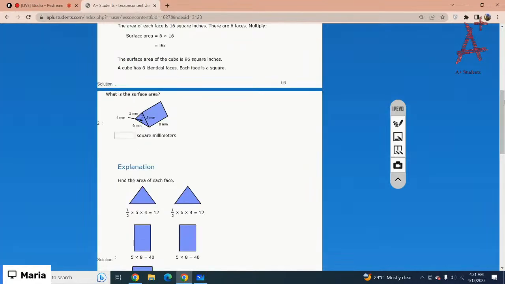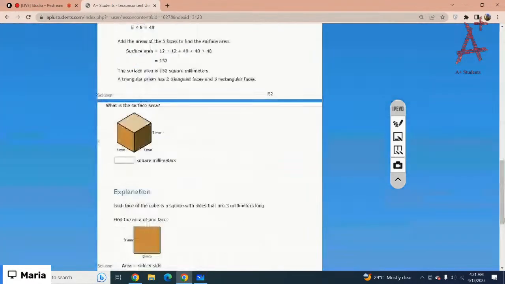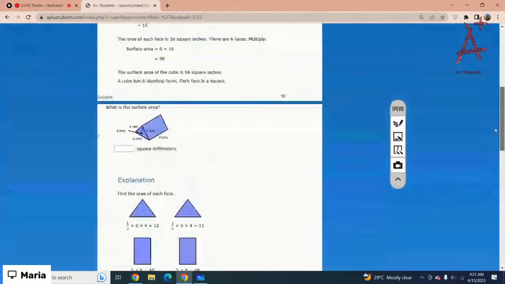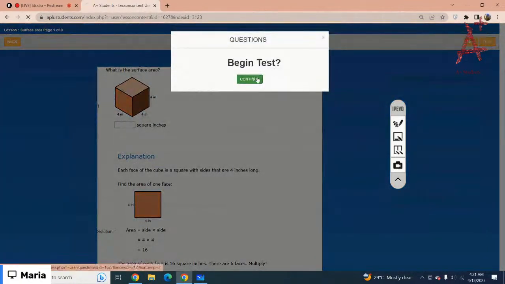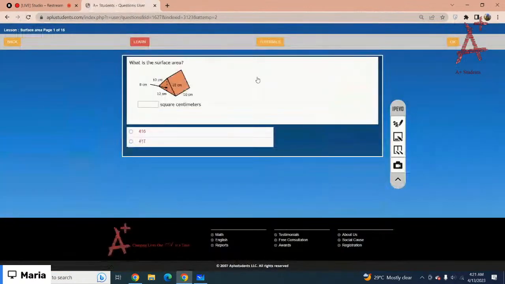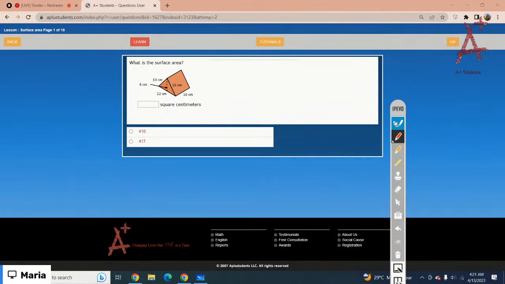Let's just look at the next example. That would be the cube again. Okay, let's just start with the test questions. Okay, what is the surface area? So that is the triangular prism. So let's just calculate.